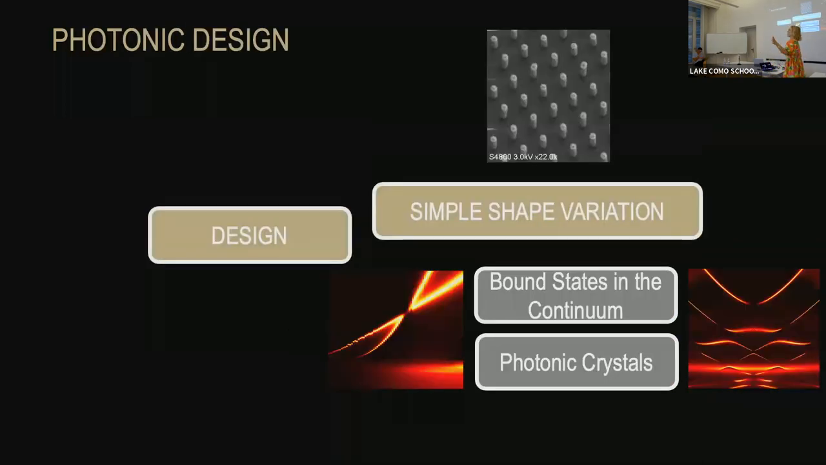So simple shape variation sounds very simple, but we should not underestimate the power and the beauty of simple shape variation, because all the beautiful effects of photonic crystals come simply by varying the shape, right? Because it's an interference effect, and you can get very interesting phenomena emerging. Also the same for metasurfaces. For example, a very interesting bound state in the continuum could also arise in a very simplistic structure like this, in dielectric pillars, where you just play around with the size of the pillars.